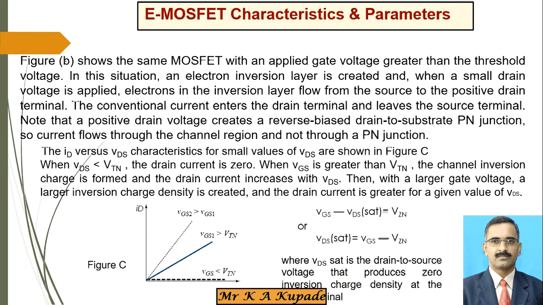ID versus this particular VDS graph is there, and here, whatever that particular gate to source voltage is there, that voltage should be, first, less than VTN, then that dotted line is shown in this particular graph. And when it is greater than that particular VTN, that blue line is showing that there is an increase in the current as you increase that particular VDS.